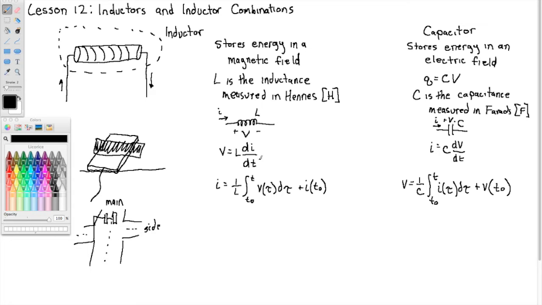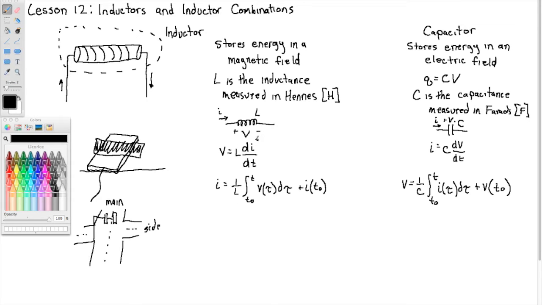Sometimes students struggle with this equation. So I just want to comment that we have a running integral of the voltage across it. We're essentially summing up all of the voltage that has been applied from some reference point in time to the point in time that we're interested in, t, plus the current at that reference time, t0. And again, tau is this dummy variable of integration.